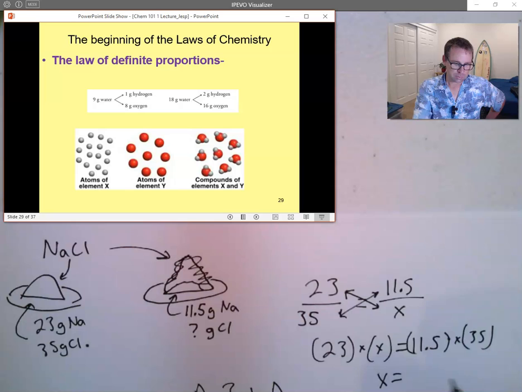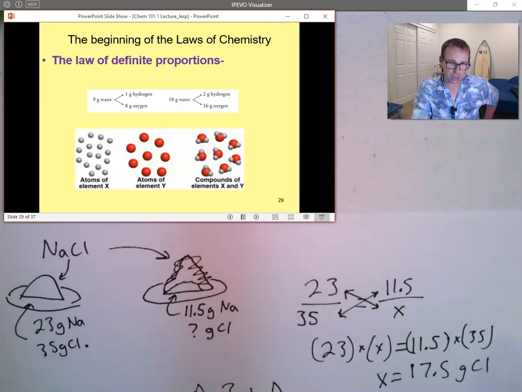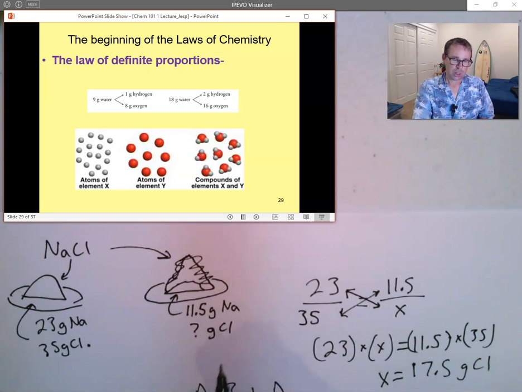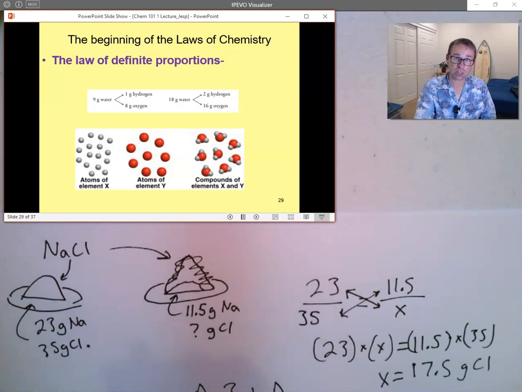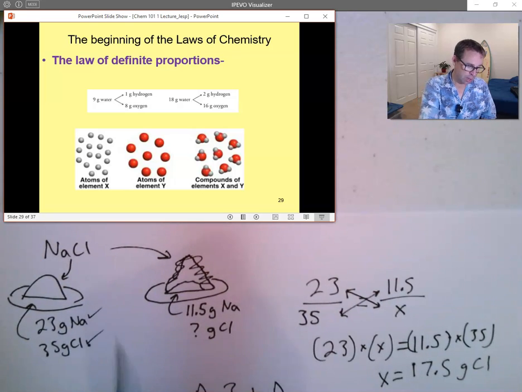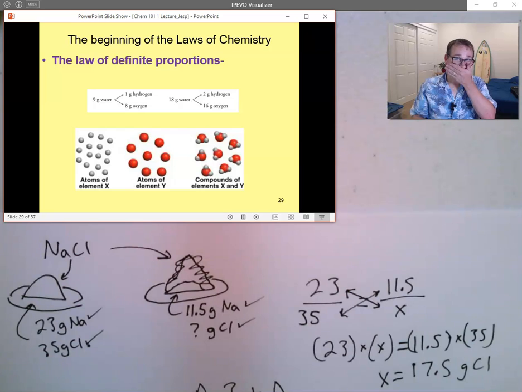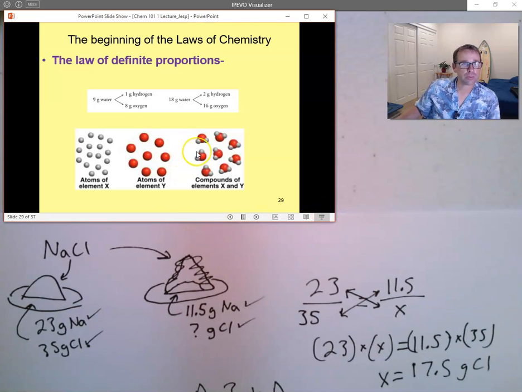Well, first I did 35 times 11.5 equals 402.5. And then divided it by 23, and that equals 17.5. Very good. That's right. That's how many grams of chlorine are going to be in this smaller sample. And the reason we could do that is because we knew that both of these masses of material were the same. Therefore, the ratio of the grams of sodium to the grams of chlorine have to be the same if we know that the law of definite proportions is real.